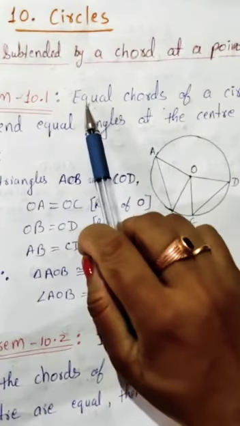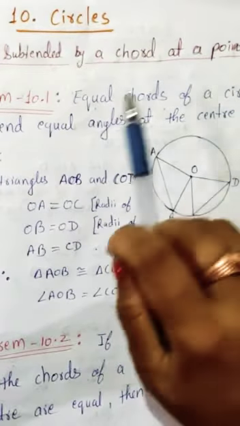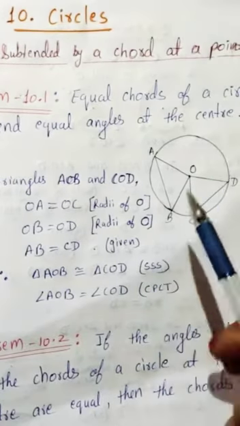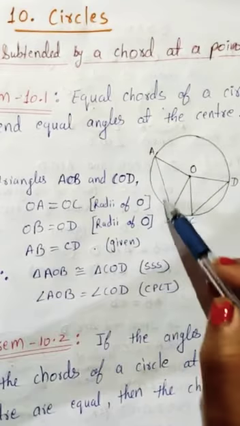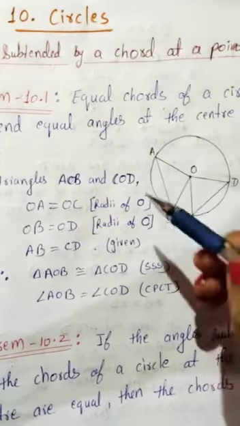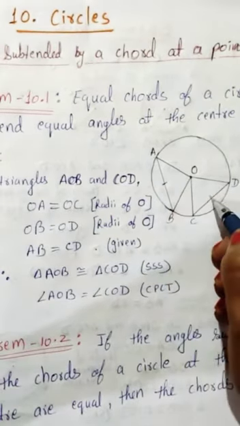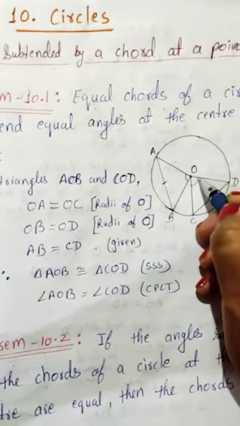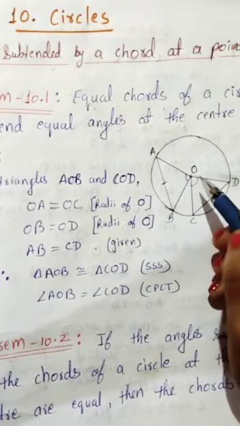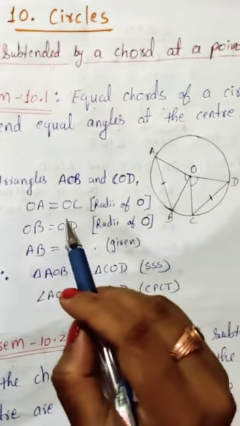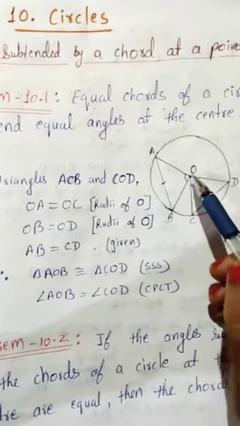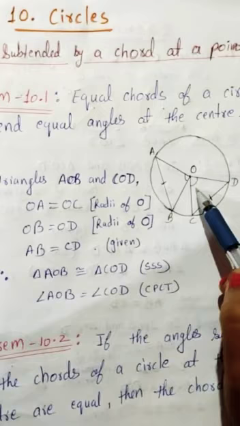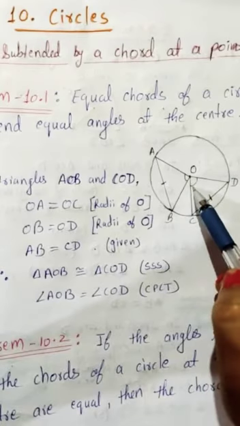So what is that theorem? Equal chords of a circle subtend equal angles at the center. So I hope you all have understood that if you have two chords, AB and CD, suppose these two are equal, this is given to you in the question, then you have to prove that these two angles so formed at the center are also equal. So what basically we have to prove is angle AOB is equal to angle COD.